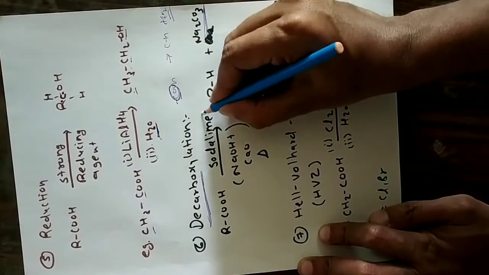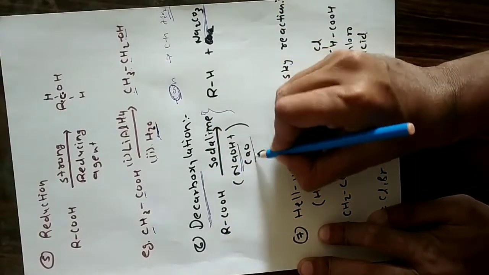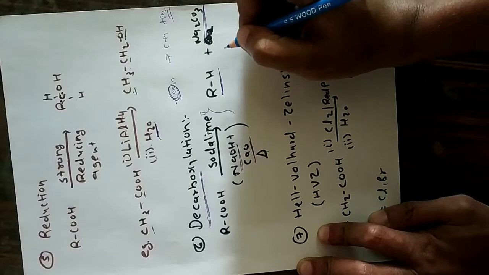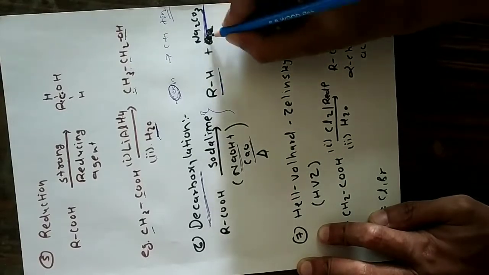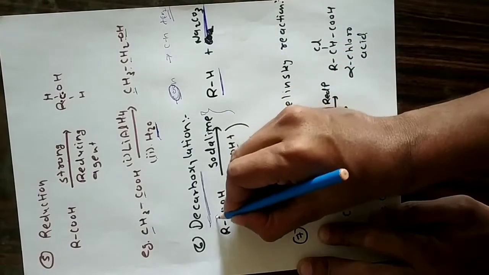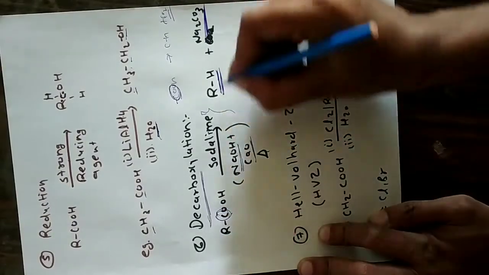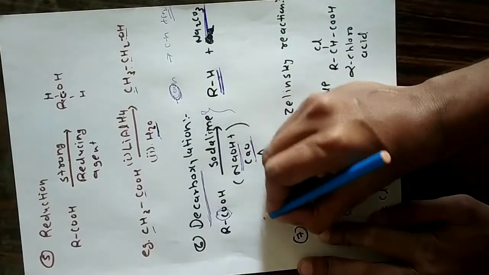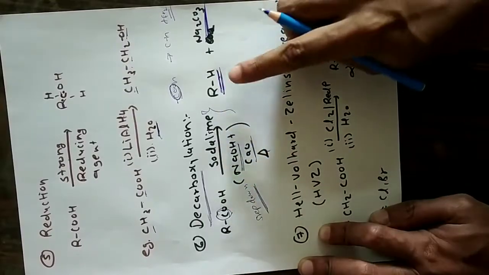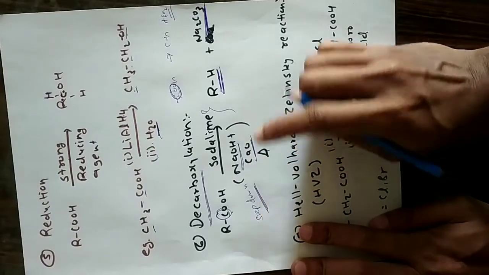RCOO. This reaction is performed in presence of soda lime. What is soda lime? Soda lime is NaOH plus CaO. And heat it, so you will get a simple alkane and Na2CO3 as byproduct. Now here one thing is important. You can see a carbon is lost here, so it is a step down reaction. One carbon is less than the starting material. So it is a step down reaction.